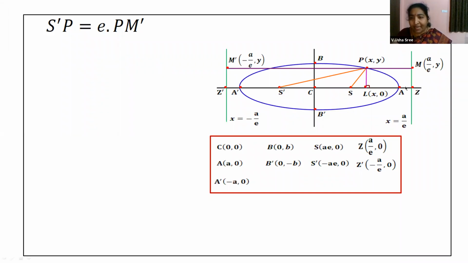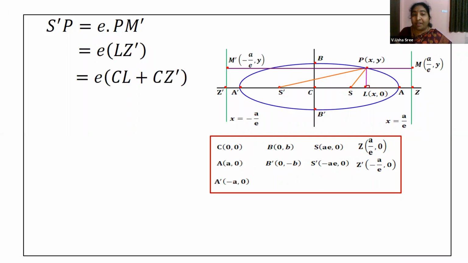Now what is PM dash? Just observe P to M dash. This is the distance. Now can I say it is equal to Z dash till L? Isn't it? Now, how to go with it? PM dash is nothing but LZ dash. Now, LZ dash, how to get that? CL plus CZ dash, then we will get LZ dash. So instead of LZ dash, we will replace it with CL plus CZ dash.